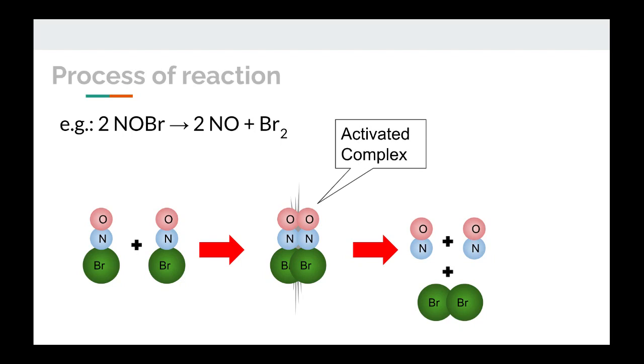That thing that we have in the middle that's not exactly reactant and not exactly product is called the activated complex and exists at high energy. So that means it's unstable. It's not going to exist for a very long period of time.